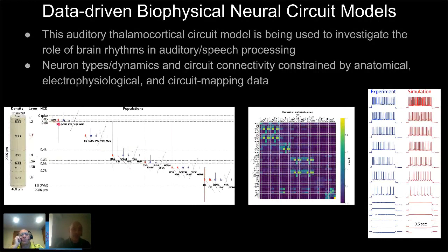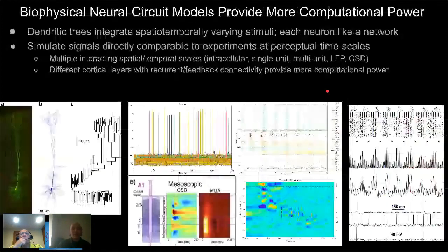And you can build a lot of rich biological detail into these models. For example, there's many different cell types, many interneuron types, and different types of pyramidal cells, and their connectivity patterns are all determined based on anatomical, electrophysiological, and circuit mapping data. So there's really a lot of complexity in these models, and they're all constrained using this data from experiments. And once you have these detailed circuit models, that adds computational power compared to the simplified artificial neural networks.